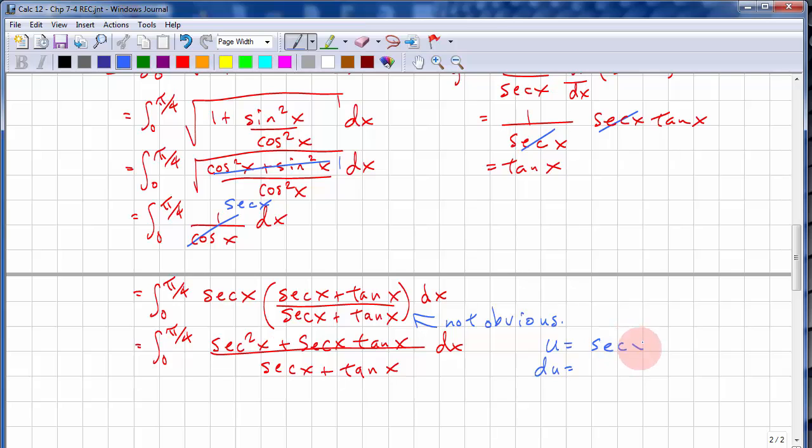Secant x plus tan x. Derivative of secant x is secant x tan x. And the derivative of tan x is secant squared x dx. So now we see that we can substitute this line out. This is just reversed. That's okay.